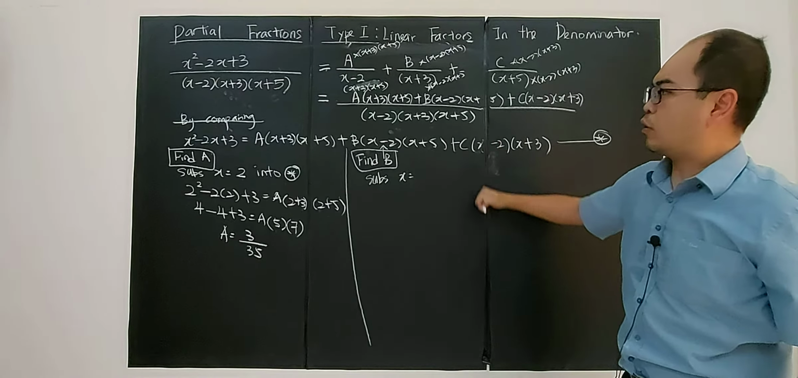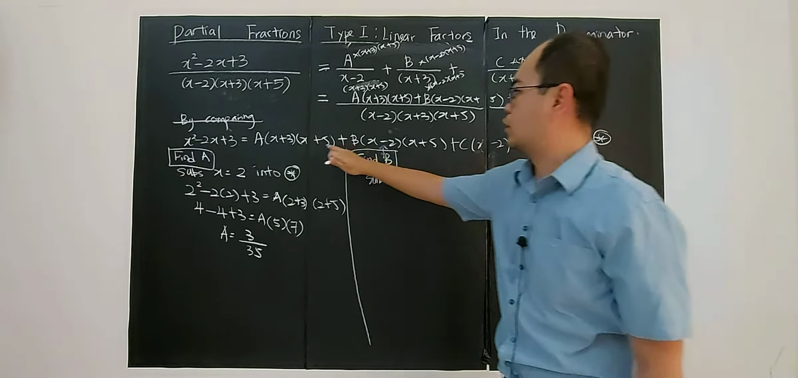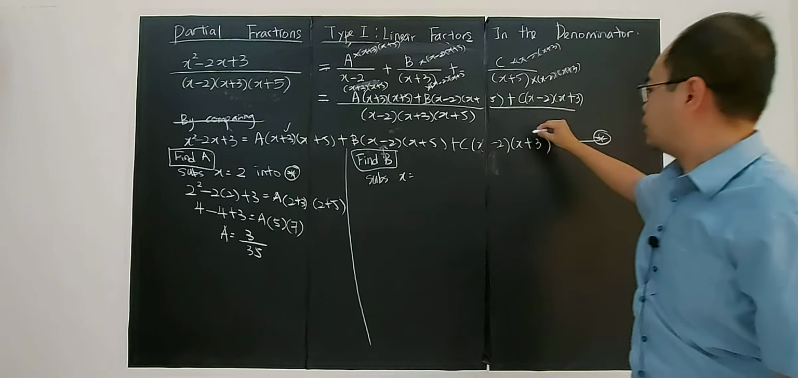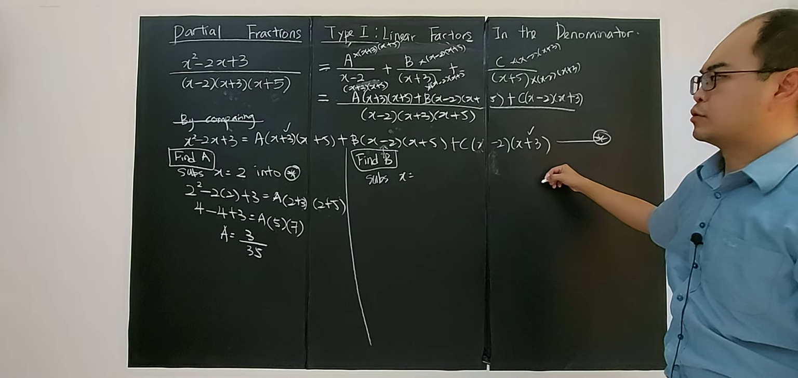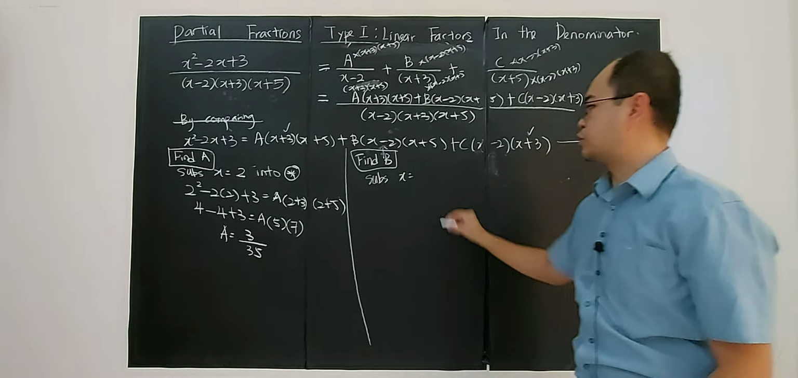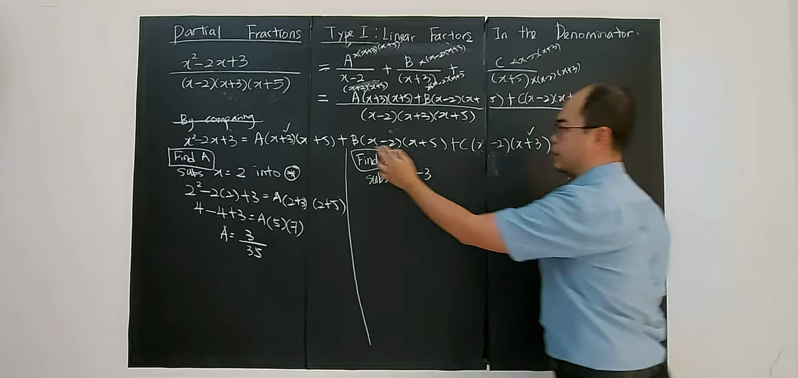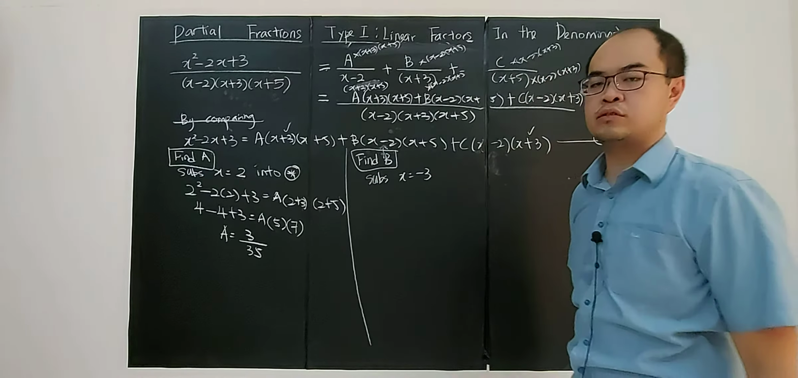Then you see, what is the common factor between these two? It is x plus 3 and x plus 3, right? So if you want these two to be 0, you have to substitute x with negative 3, right? Because negative 3 plus 3 is 0. Negative 3 plus 3 is 0. So that's why you choose negative 3.